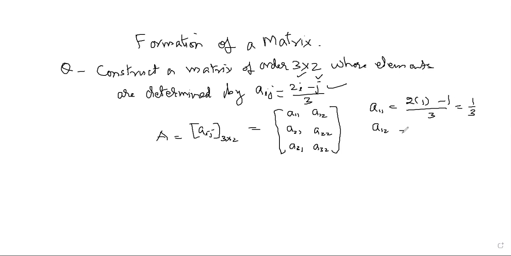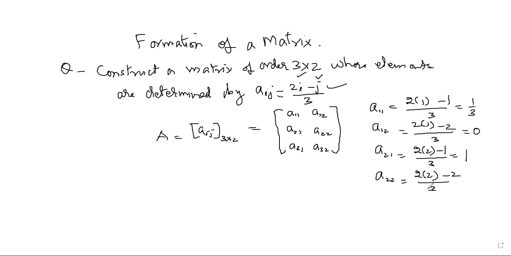A12 means 2 into 1 minus 2 by 3, so that is equal to 0. Then A21, 2 into 2 minus 1 by 3. 2 2s are 4, 4 minus 1, 3 by 3, 1. A21 is 1. Then A22, are you understanding? 2 into 2 minus 2 divided by 3. 2 2s are 4, 4 minus 2, 2 by 3.